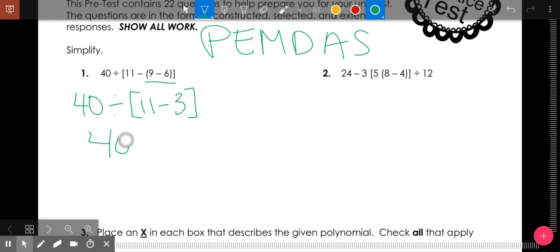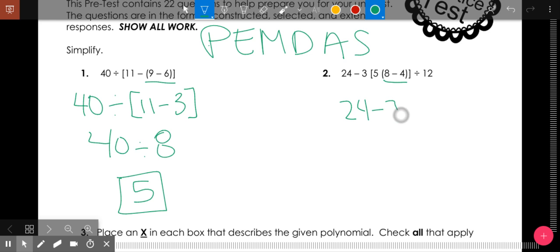Next, you're going to continue doing what's inside parentheses. So 11 minus 3 is 8. 40 divided by 8 is going to give you 5. That is your answer. Next one, we are going to work inside the parentheses out. So we're going to work inside the innermost parentheses. 24 minus 3. Keep our bracket, 5.